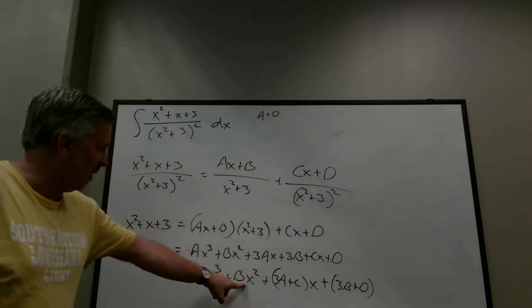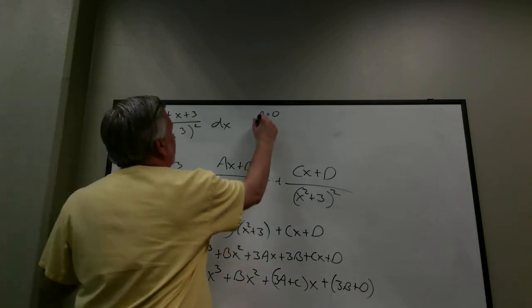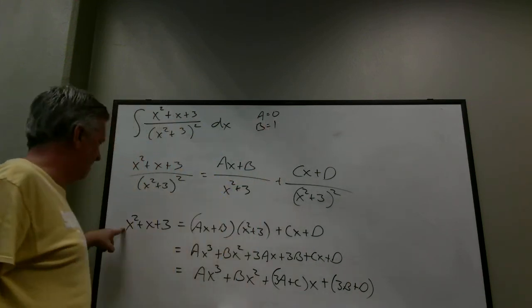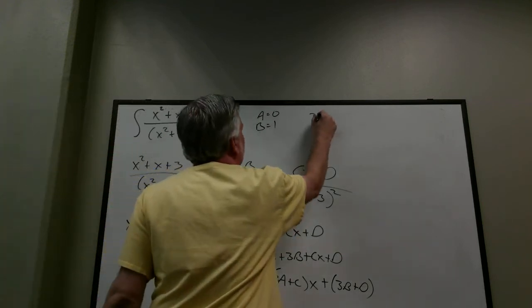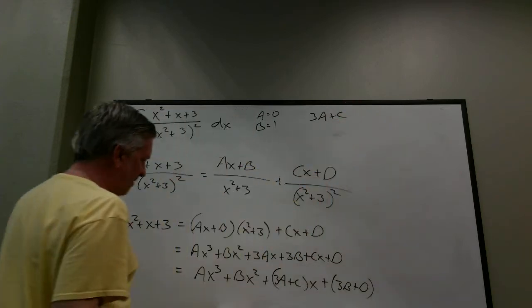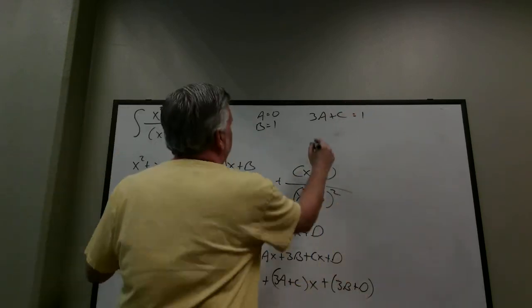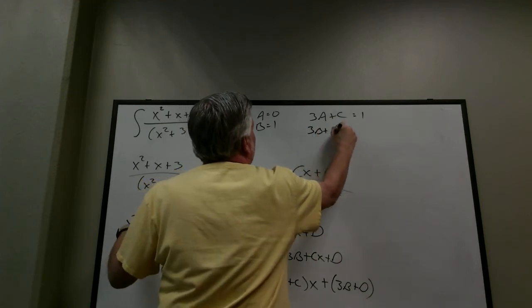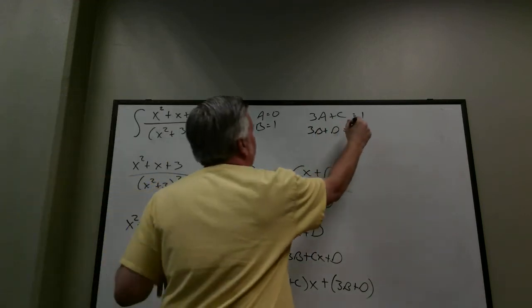Notice the only square term is bx squared. That's the only square term here, so b is 1. That's easy. So then we have 3a plus c. The coefficient of x has to be 1. And 3b plus d is the constant term, so that has to be 3.